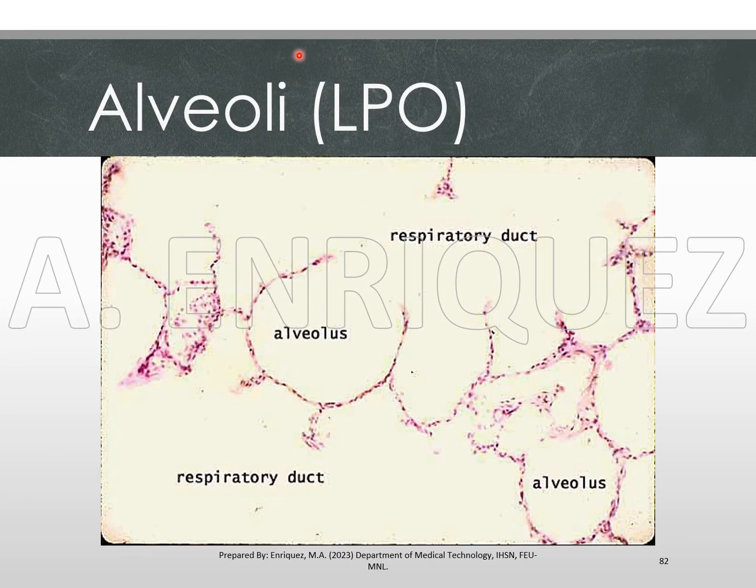This slide right here shows us an example of the alveoli in low power objective. Okay, so dito po, ayan, medyo mas nakikita na natin yung simple squamous epithelium that would create each of our alveolus, or creating all of the alveoli that we're seeing right here. So all of these empty spaces are the air spaces, okay?